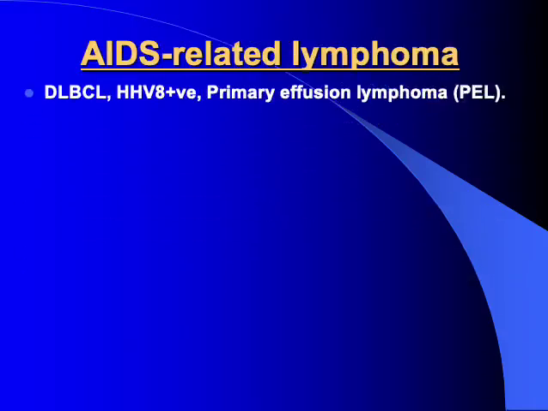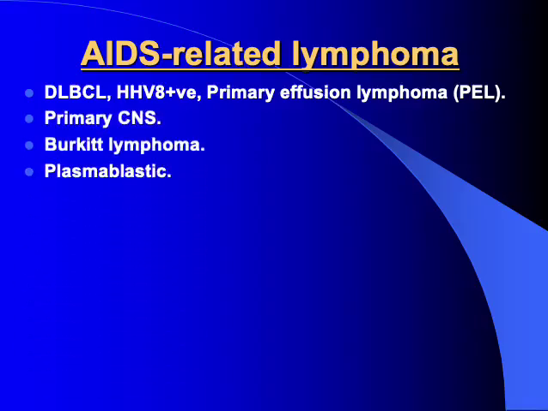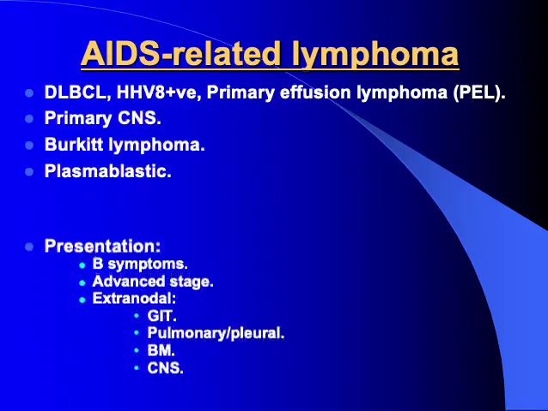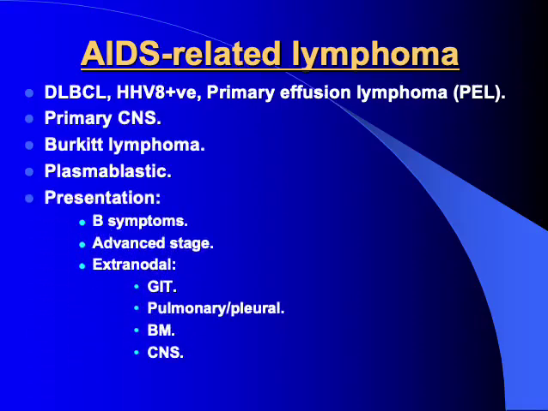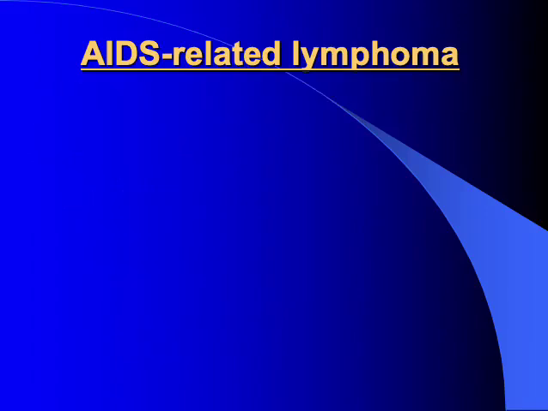Another type of lymphoma is HIV or AIDS-related lymphoma. These are the lymphomas associated with AIDS: diffuse large B-cell lymphoma, high-grade primary CNS lymphoma, Burkitt's lymphoma, plasmablastic lymphoma. Presentation: B symptoms, typically advanced stage disease, extranodal presentation, GI, pulmonary, bone marrow. Now, treatment of AIDS-related lymphoma.